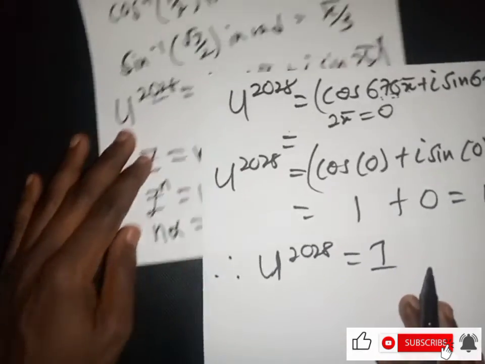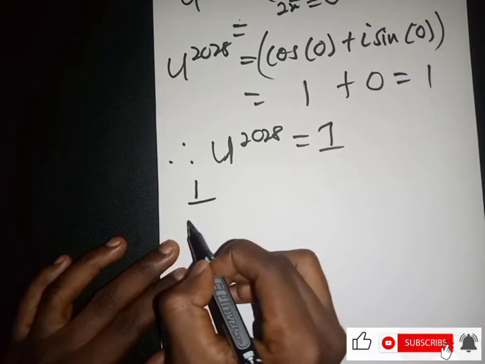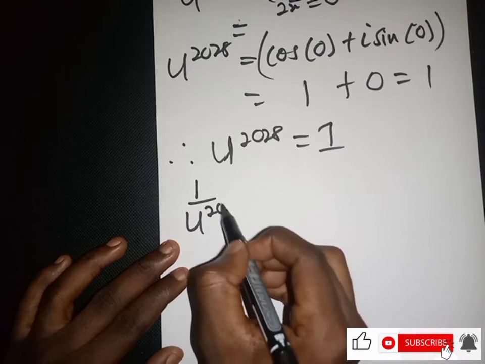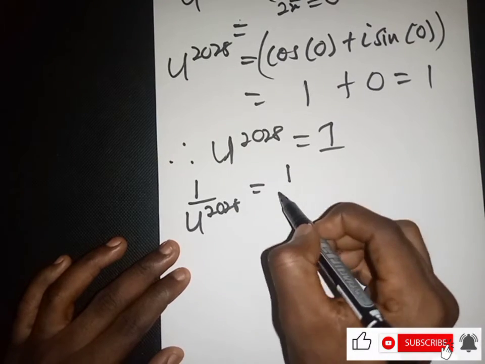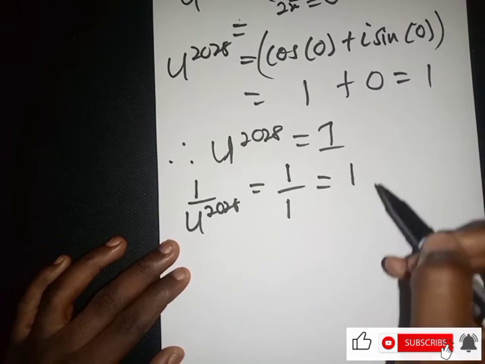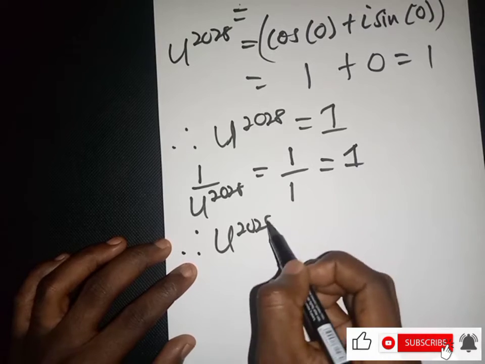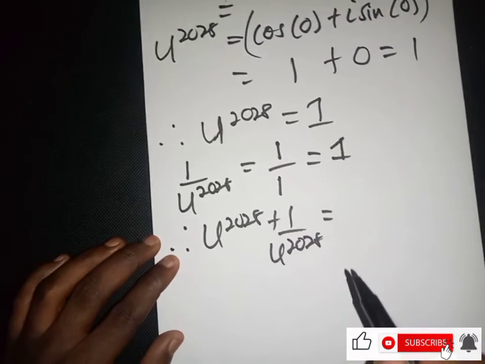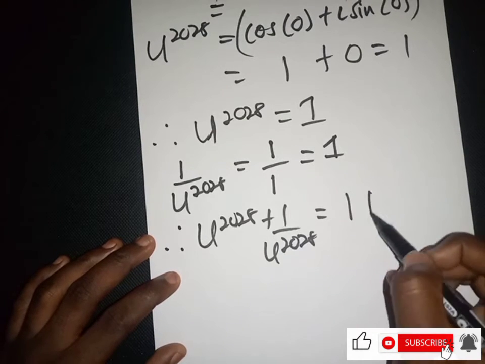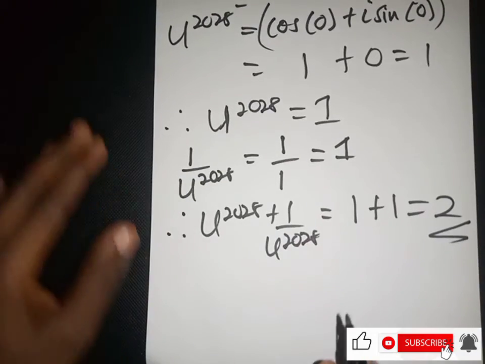So that is basically the first formula, u to the power 2028 equal to 1. But then the question also asks for 1 over u to the power 2028, just a reciprocal of that, so we have 1 over 1, and therefore it's also equal to 1. So u to the power 2028 plus 1 over u to the power 2028, remember this is what we are looking for, we just have 1 plus 1 here, and that will be equal to 2. And that is basically the first method, right?